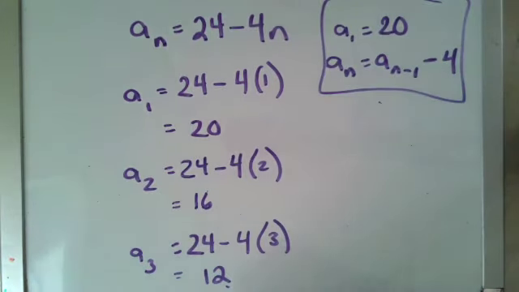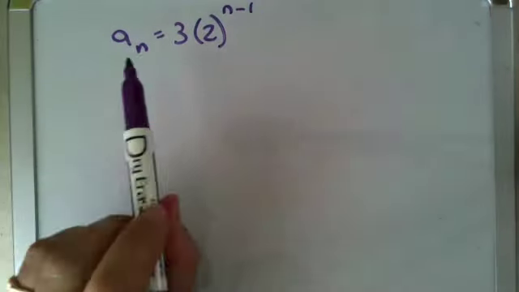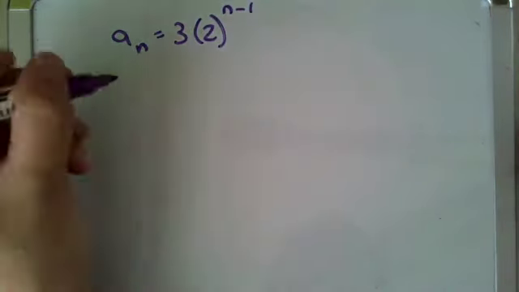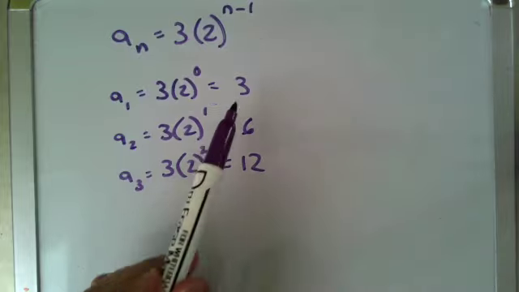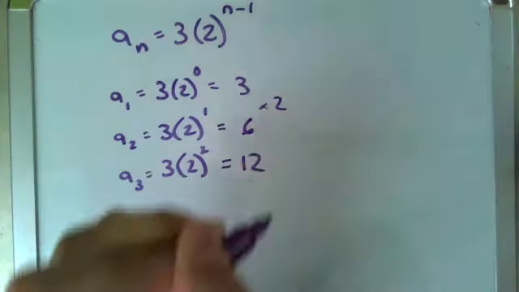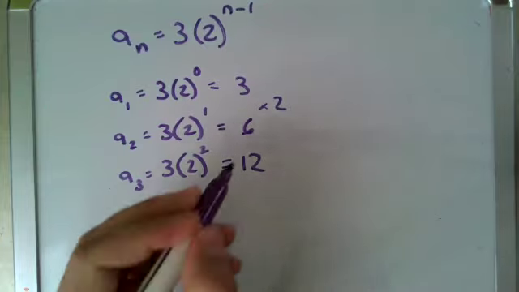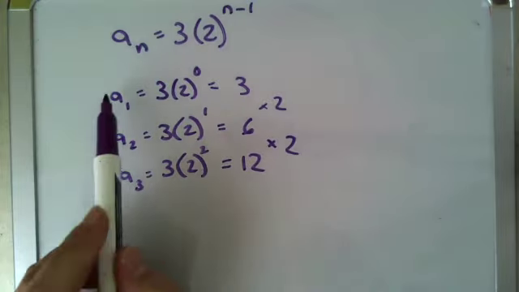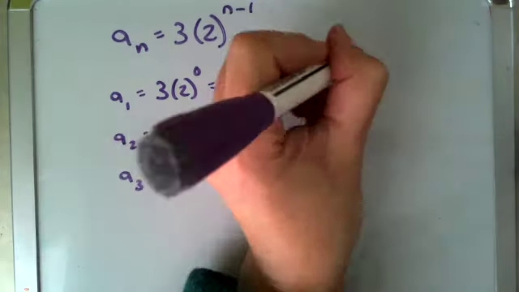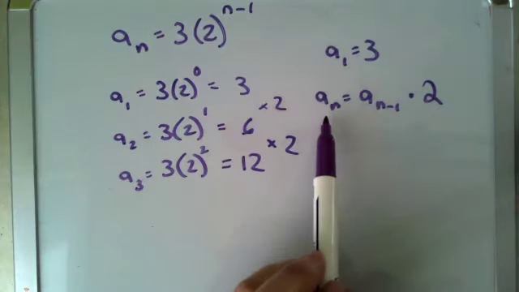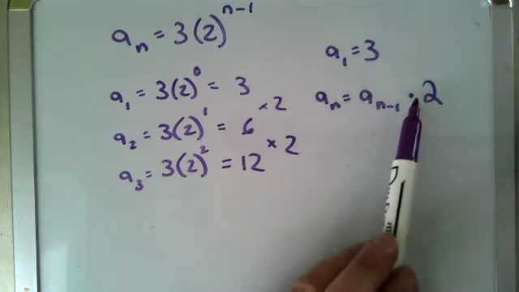Okay, and let's do it once for a geometric. So if this is my explicit rule, I'm going to find my first couple terms. So those are my first couple of terms, and I can see from 3 to 6, I'm multiplying by 2, and from 6 to 12, I'm multiplying by 2. And so now I can write my recursive rule, always starting with my definition. a sub 1 is 3, and so my recursive rule is a sub n equals a sub n minus 1 times 2.